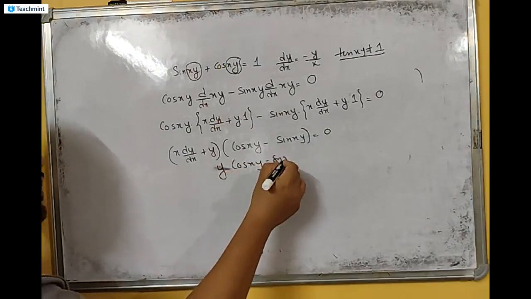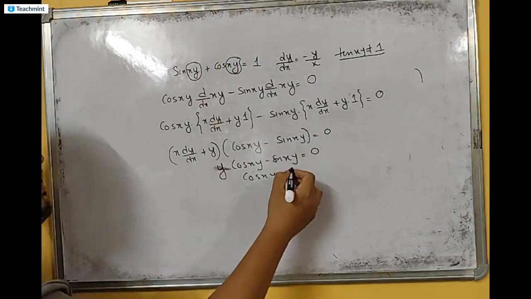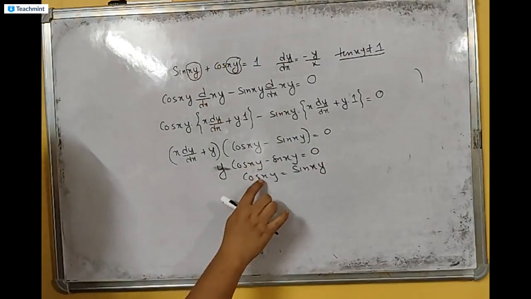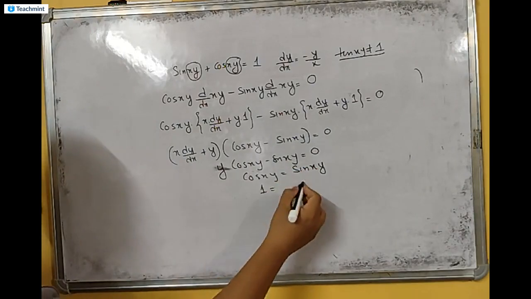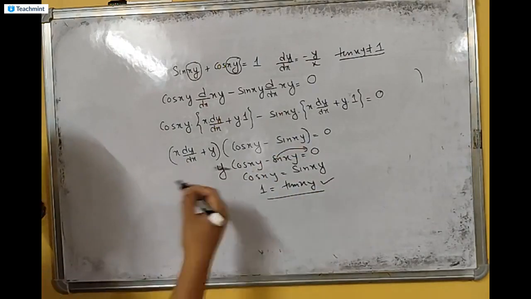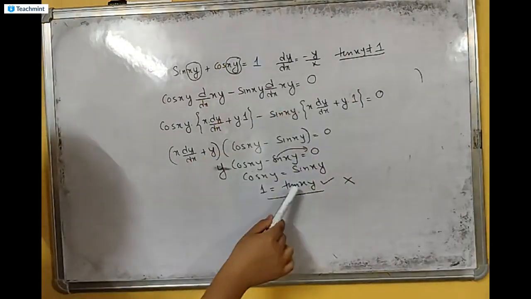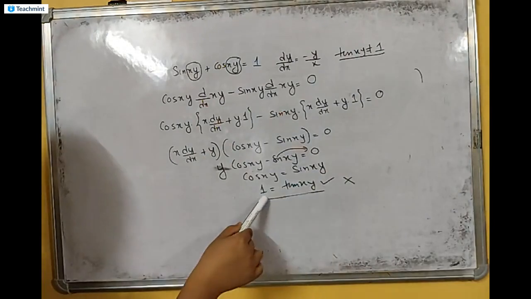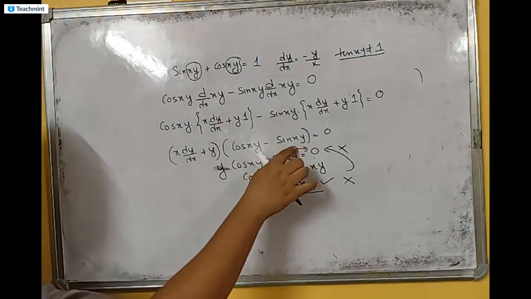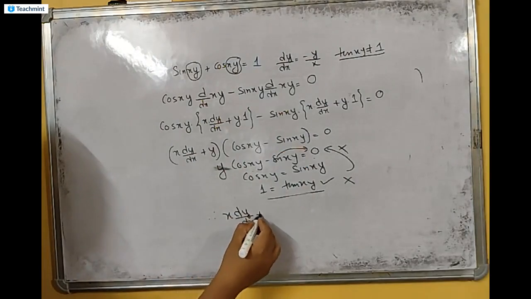Guys, if cos xy minus sin xy equal to 0, then sin xy, negative goes that side and becomes positive, cos goes down, and you get 1 equal to sin by cos, which is tan. So if this is equal to 0, then we are getting tan xy equal to 1, but that's not possible because I've already mentioned in the question that tan xy can't be equal to 1. So this assumption is wrong, that means this cannot be equal to 0. So if this cannot be 0, then the only option left with me is that the first term has to be equal to 0.